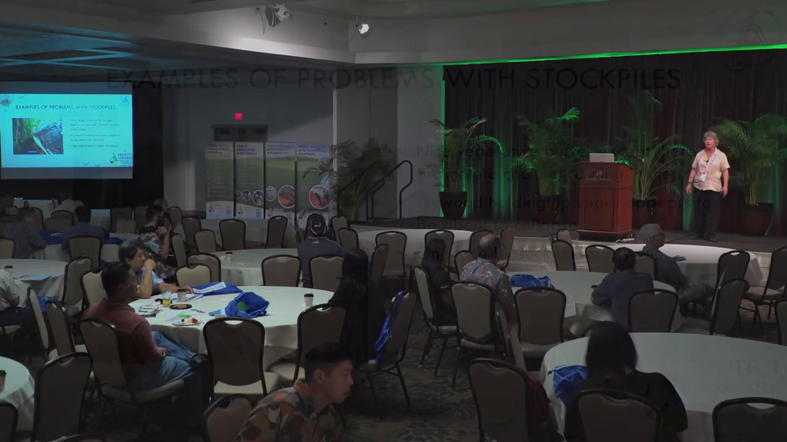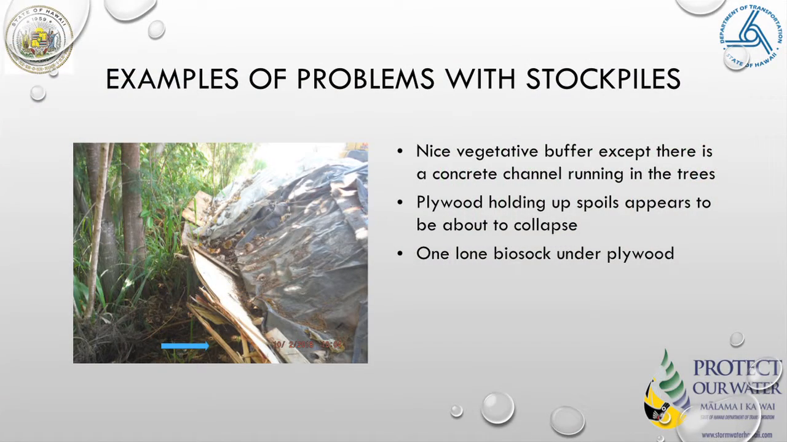Here are some examples of problems. This particular contractor used some plywood to hold up his spoil pile. Has a nice vegetative buffer, but beyond those trees, there's a concrete ditch. The little blue arrow down at the bottom is pointing to where the biosock is, right under all the plywood. If that plywood gives way, it's just going to act as a chute over top that biosock on its way to the ditch.